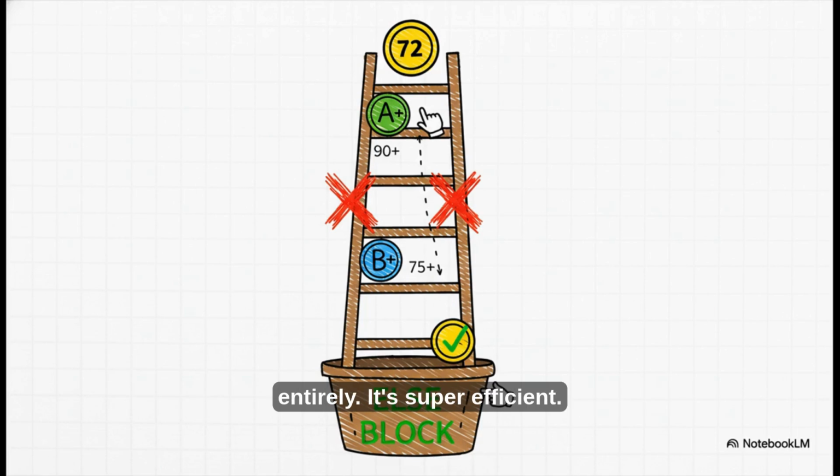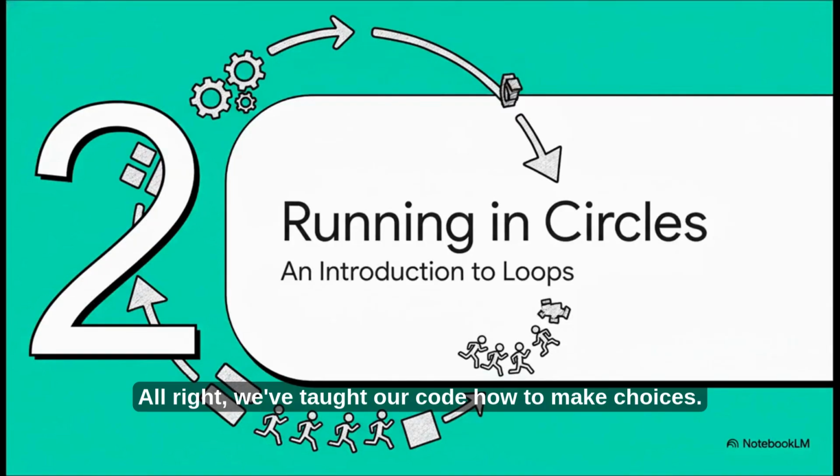It's super efficient. All right, we've taught our code how to make choices. Now let's teach it how to do things over and over and over again.